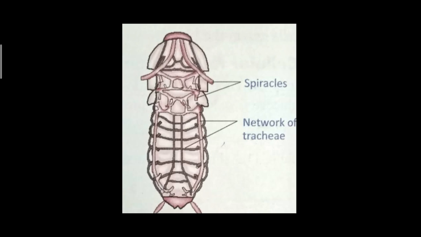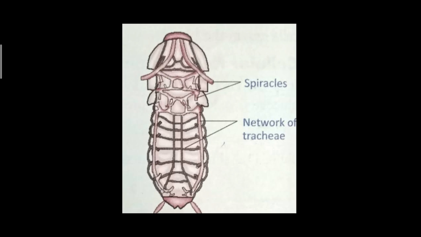This is the internal structure of a cockroach. A cockroach has small openings on the sides of its body. Can you locate those openings? Other insects also have similar openings. These openings are called spiracles. Did you see the spiracles in this diagram? Insects have a network of air tubes called trachea. Did you locate the trachea in this diagram?